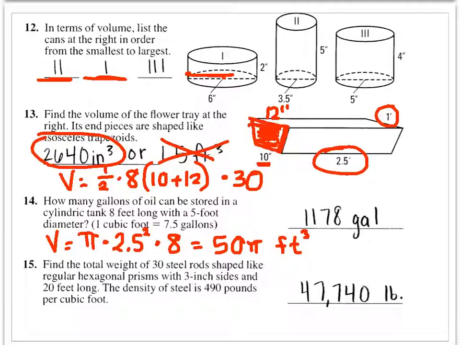That's cubic feet. Now 1 cubic foot is 7.5 gallons, so we would take that and multiply it by 7.5, and that'll give you this number of gallons right here. Tricky question with the conversion factor.